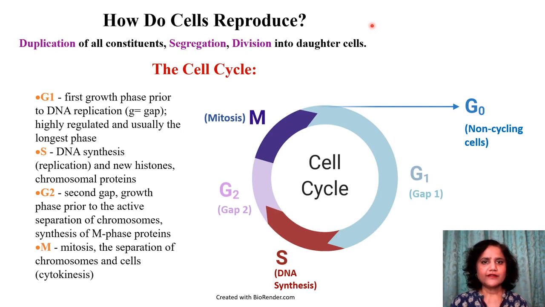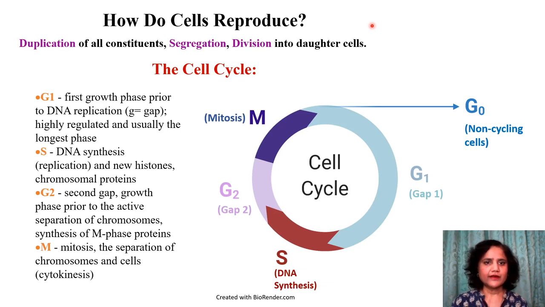So how do cells reproduce? Obviously, this would involve the duplication of all the constituents, their segregation, and the division of the cell into daughter cells.